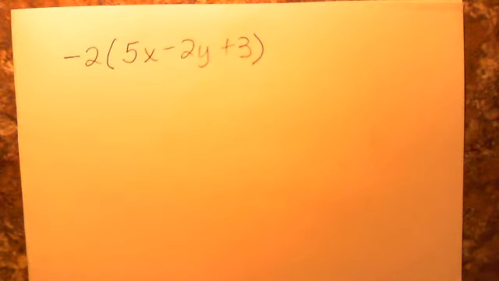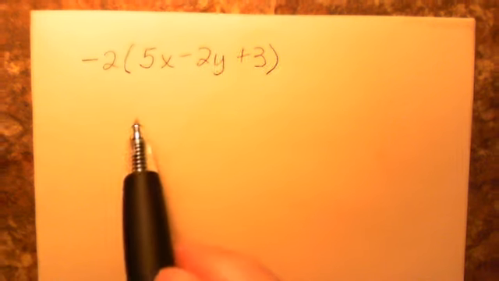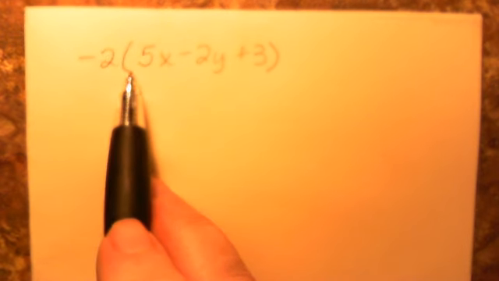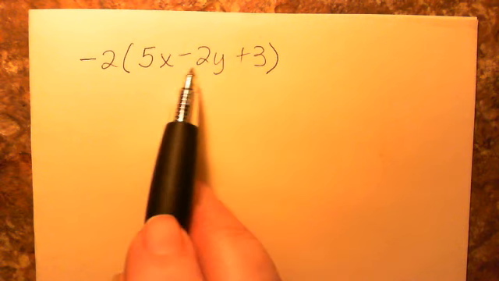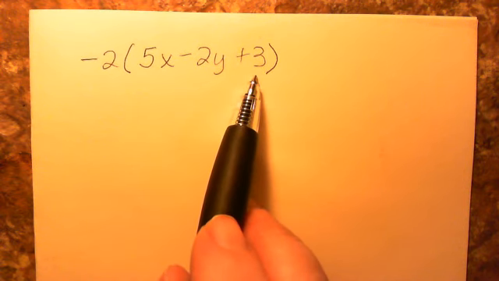Let's continue with simplify expressions. This time we're going to look at -2 times parentheses 5x minus 2y plus 3, close the parentheses. Okay, now here order of operations says parentheses, but inside the parentheses is adding and subtracting, and we have no like terms, so we can't do any operations here.